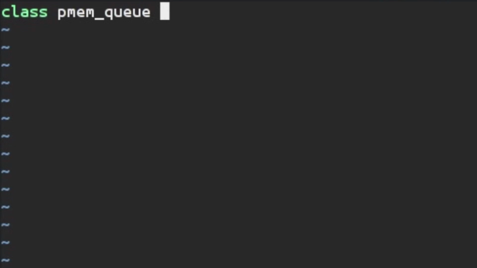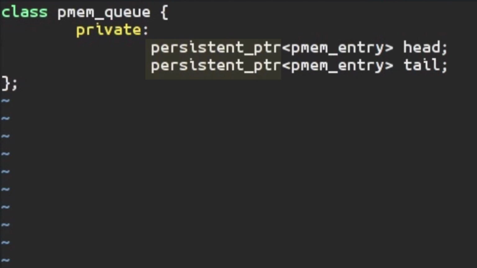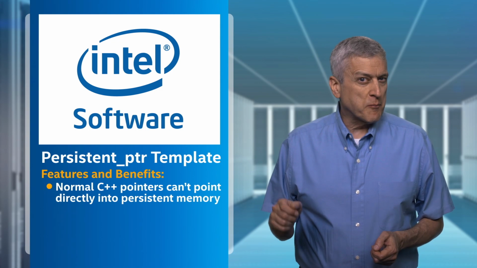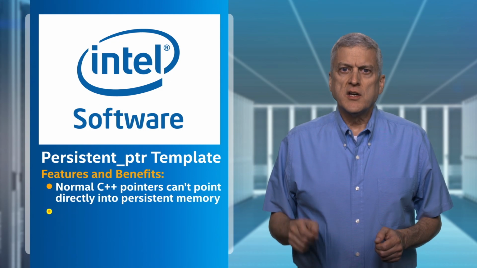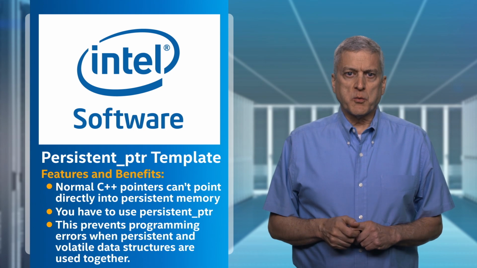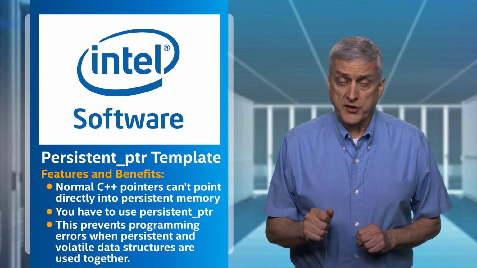Notice the persistent pointer template wrapping the type name here. That declares pointers to objects in persistent memory. Normal C++ pointers can't point directly into persistent memory. You have to use persistent pointer instead. This prevents programming errors when persistent and volatile data structures are used together.